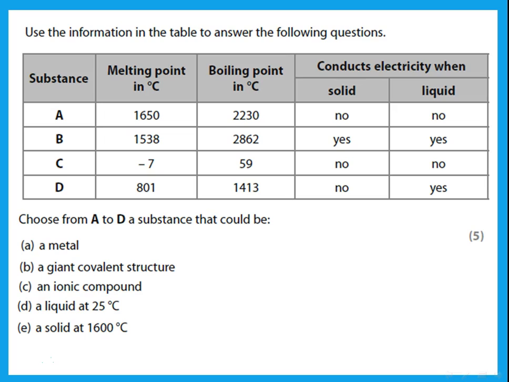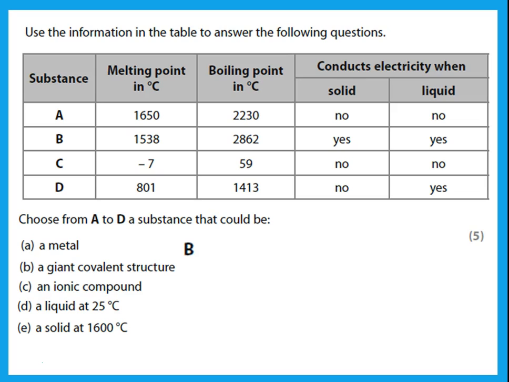Okay, let's try this. Use the information table to answer the following questions. Which of these do you think is a metal? A, B, C, or D? Now, a metal will have high or low melting point? It should have high melting point and high boiling point. Should it conduct electricity as a solid? Yes, we said metals are the only substances apart from graphite which conduct electricity when solid. So the metal here is most probably B.